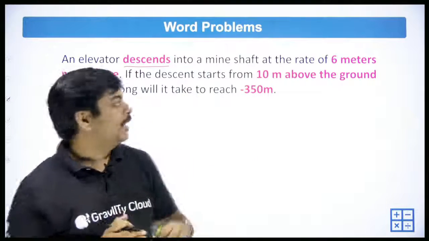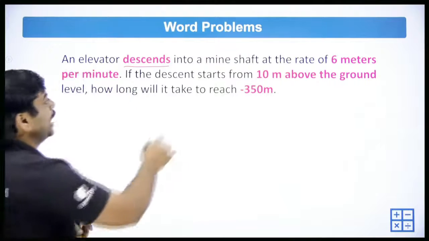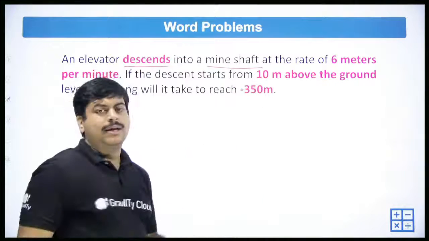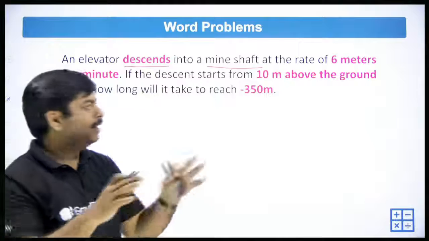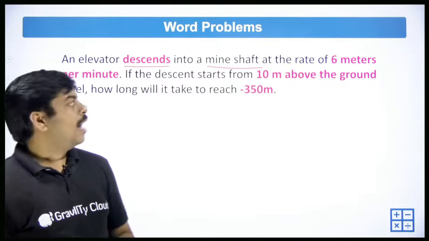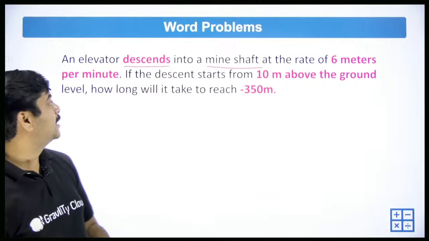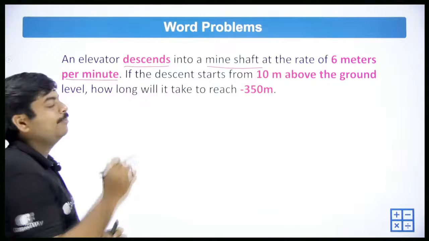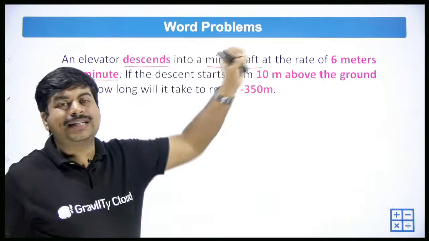It's going down, okay? An elevator descends into a mine shaft. Mine means there is a mine area where you are doing mining. So it's moving down at the rate of 6 meters per minute. Per every minute, it is moving at a rate of 6 meters.